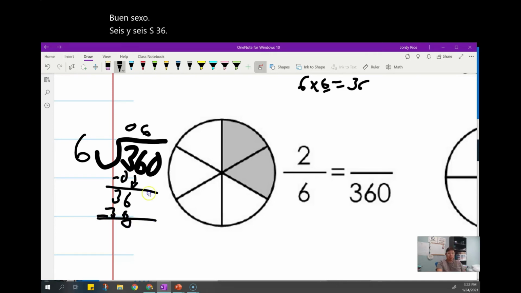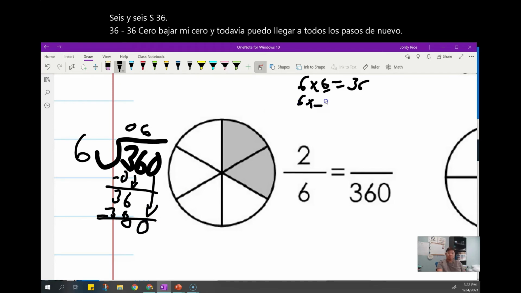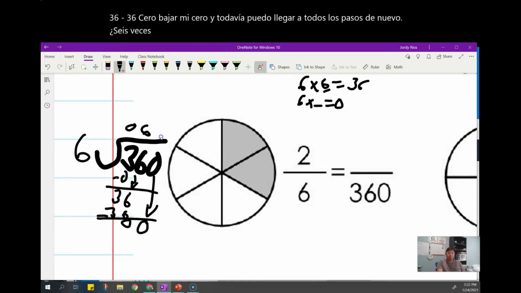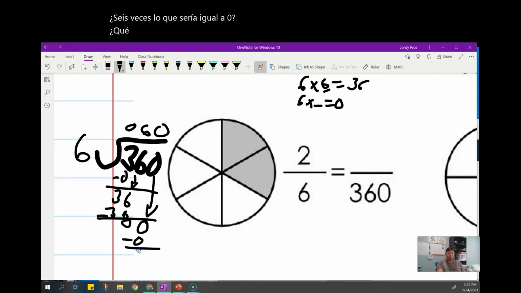36 minus 36 is 0. Bring down my 0. And I still gotta do all the steps all over again. 6 times what will equal 0? Which is 0. 6 times 0, 0. 0 minus 0, 0. Okay, so each one of these is 60.